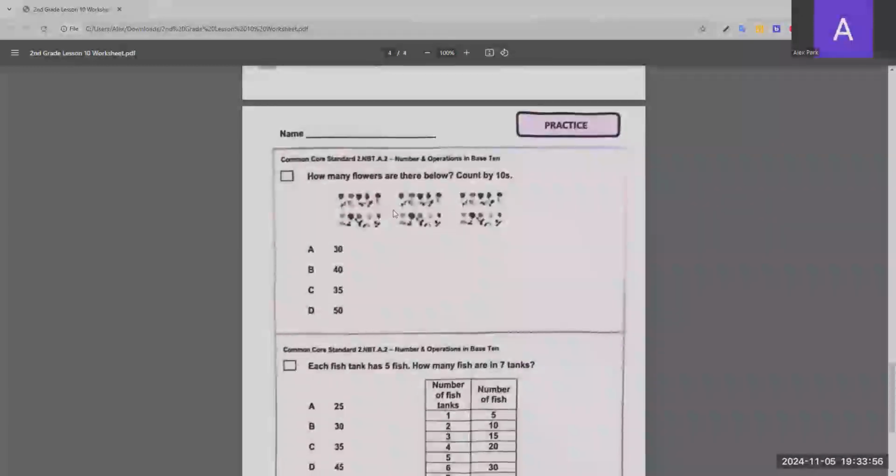Okay, next, how many flowers are there below? Count by 10. There's one, two, three of these groups of flowers. And since there's 10 of these, we do 10 times 3 to get us 30 flowers.